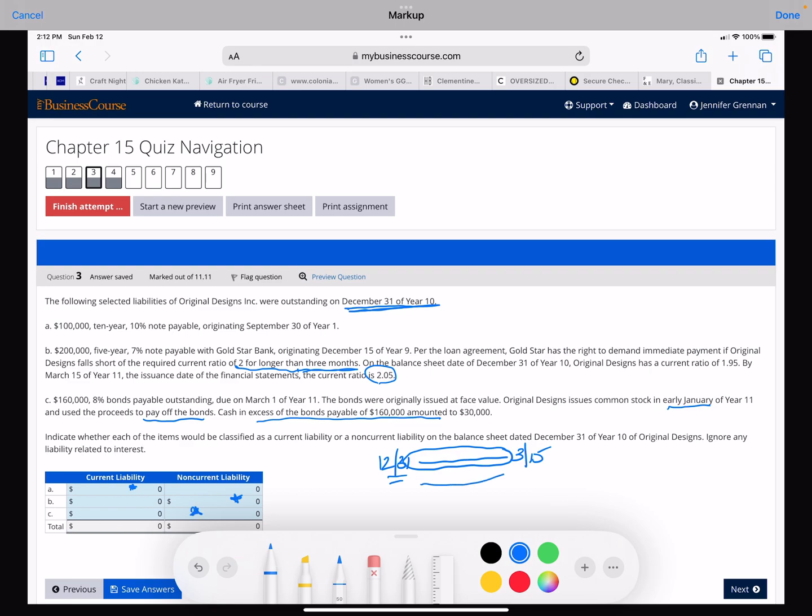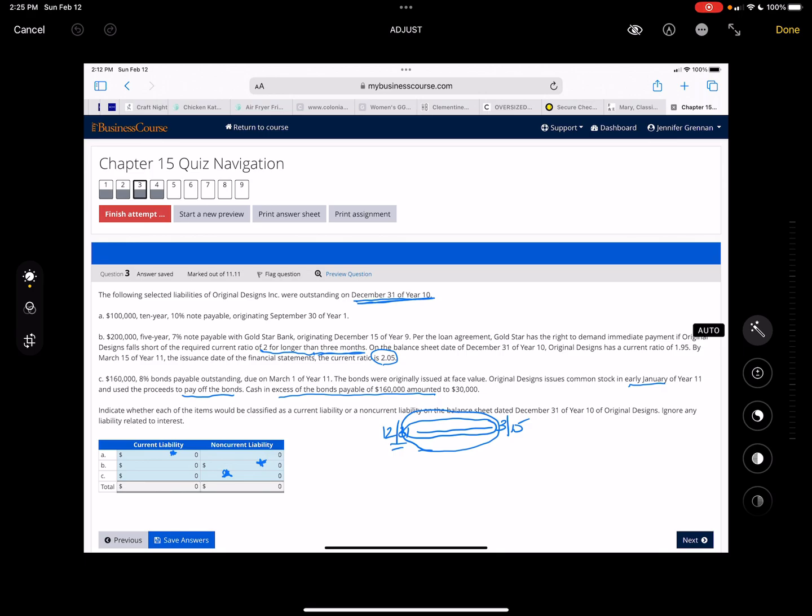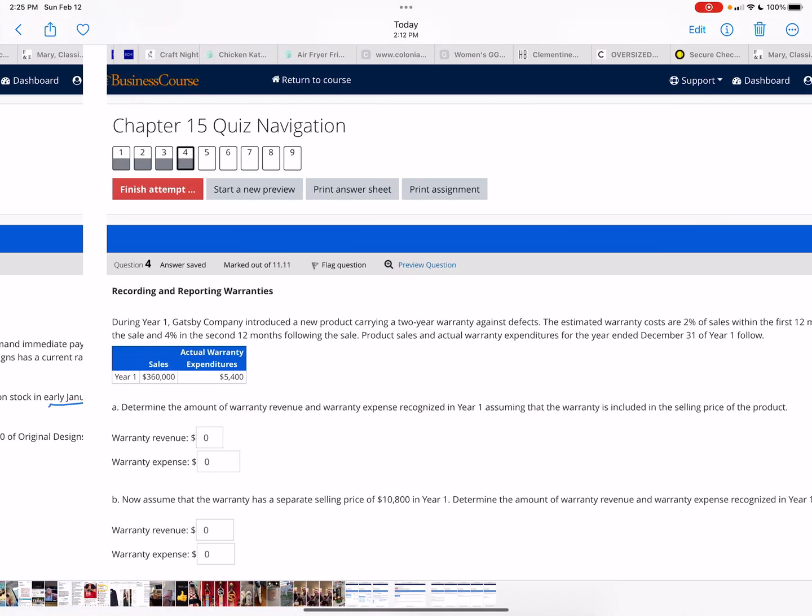So remember, in this time frame, again, sometimes CFOs are making choices because they want to represent their liabilities. Usually they want to push things as far to non-current as possible, so they might be making choices there. All right, let's move to the next one.